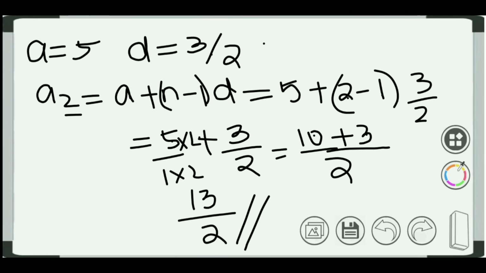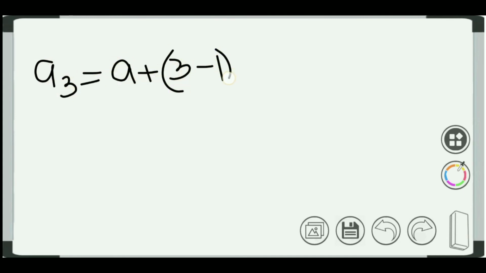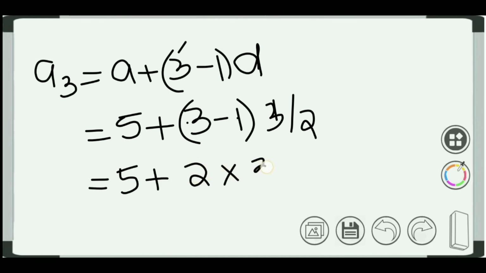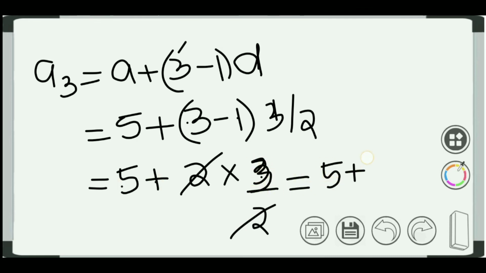Now find the third term. Third term is A3. A plus 3 minus 1 into D, because you have taken n is equal to 3. What is A? 5. 5 plus 3 minus 1 into D is 3 by 2. 5 plus 3 minus 1 is 2. 2 into 3 by 2. I am cancelling 2, 2. What is remaining? 3. That is 5 plus 3 equal to 8. So you got third term as 8.